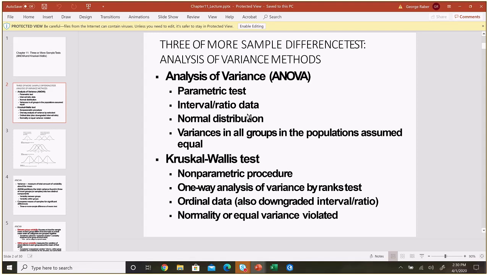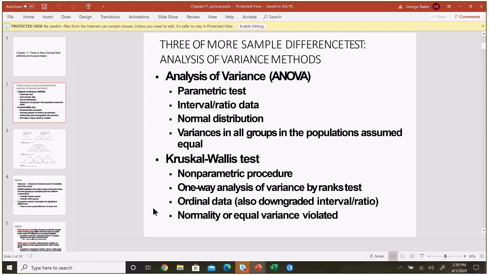Okay. So what makes the test work is that we assume that the variance in all of the group populations is equal. And if we find out that they aren't, then we'll find out that they're significantly different. We'll get a really small p-value, and we'll reject the null hypothesis. We'll say that they're different groups.